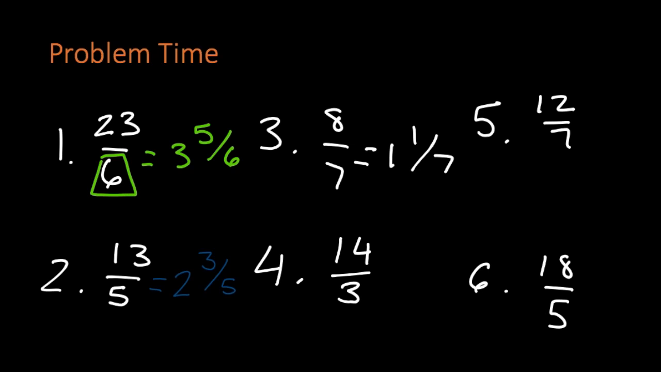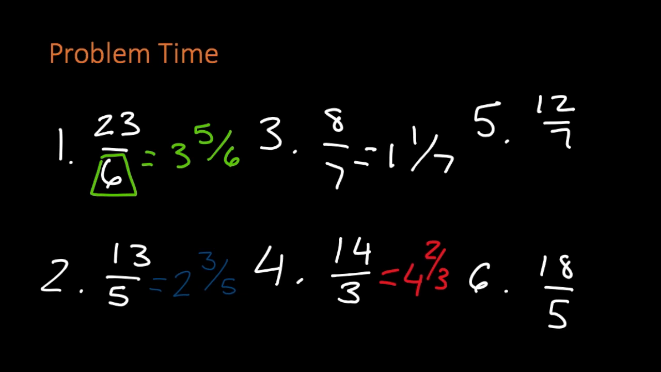Now let's do number 4, 14/3. So let's see how far we can get this. So 3 times 5 equals 15, that's too much. Then we have to do 3 times 4 equals 12, so 4. And how far is 12 away from 14? 2. So 2/3.